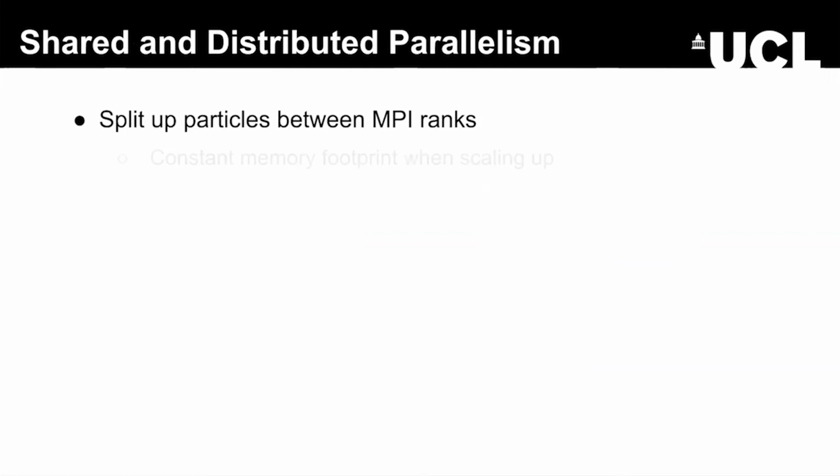So our approach has been a combination of shared and distributed parallelism because of this. Basically what you want to do is split up your particles between your ranks of MPI, so between your distributed processors. And this means that you don't increase your memory use per rank when you scale up. You just add more processes and fill up their memory, and you can go almost as high as you like.